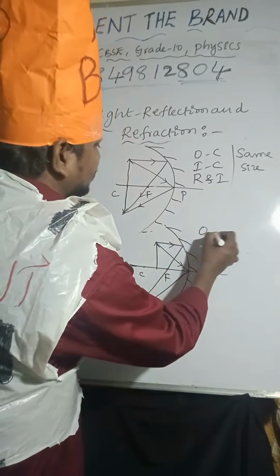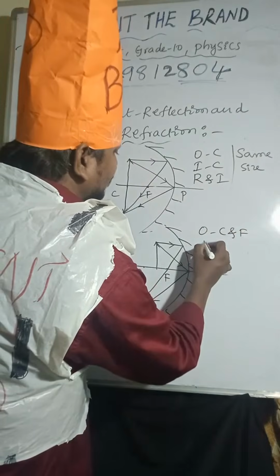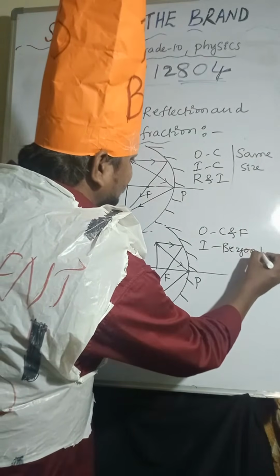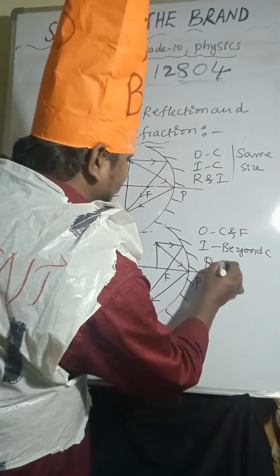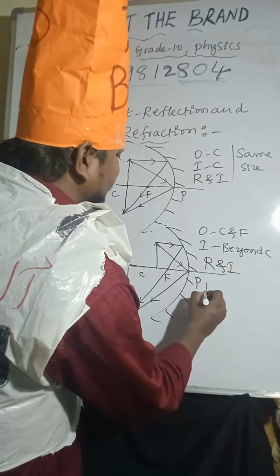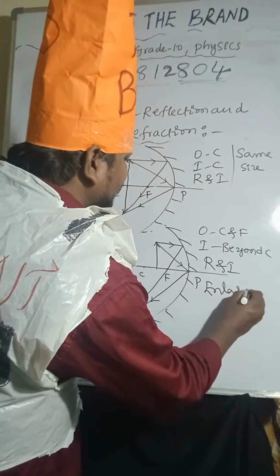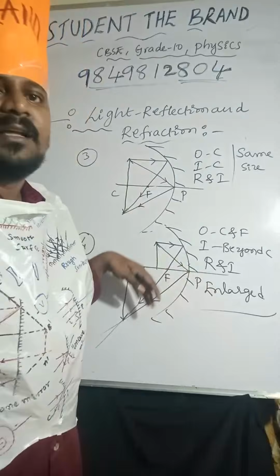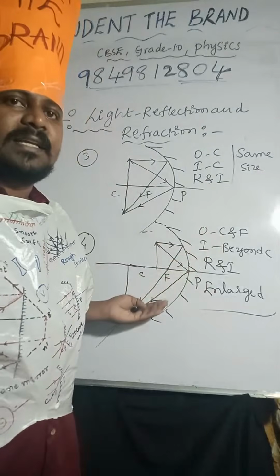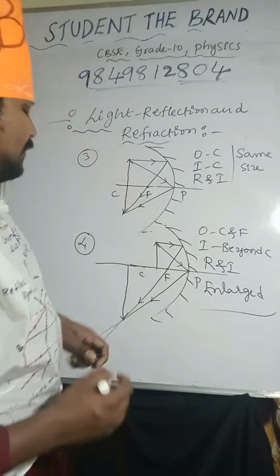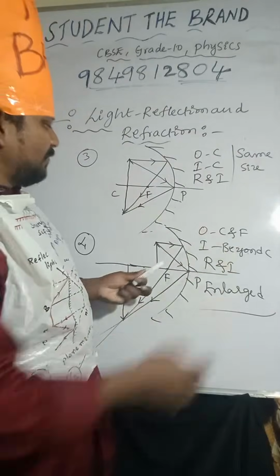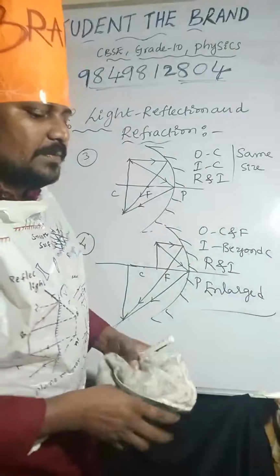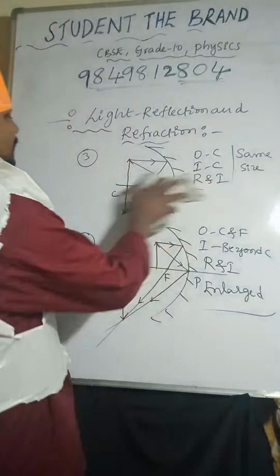Object is placed between C and F. Image will form beyond center of curvature, beyond C. Nature of the image is real and inverted. Size of the image is enlarged. Compared to the object, image size is increased. Okay, so these are the two image formations. Coming to the fifth one, object is placed at focus. So that we have to discuss.